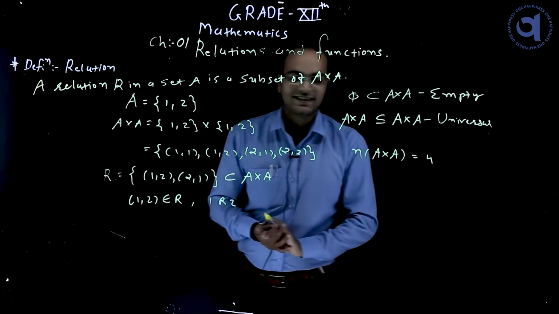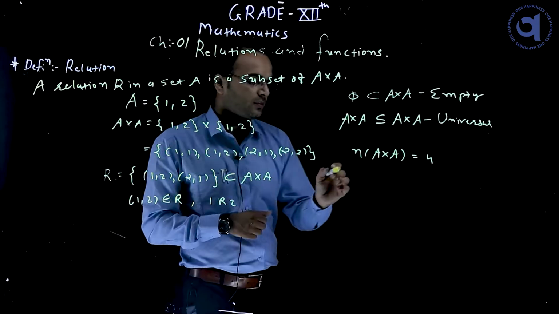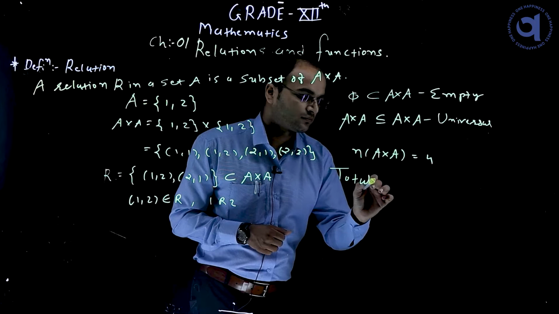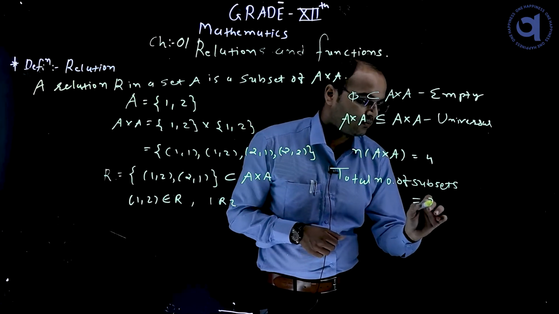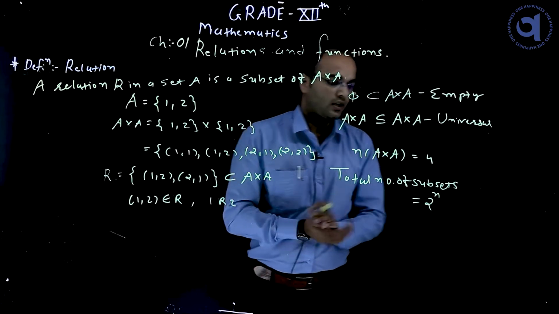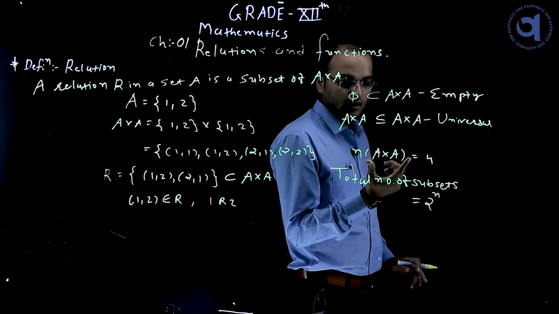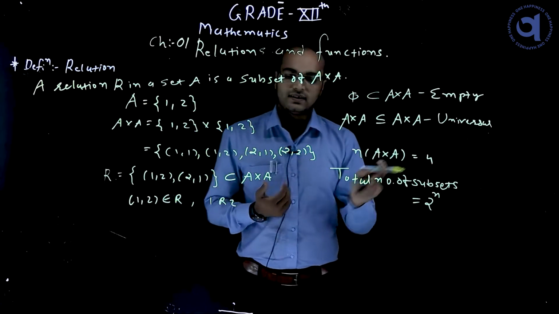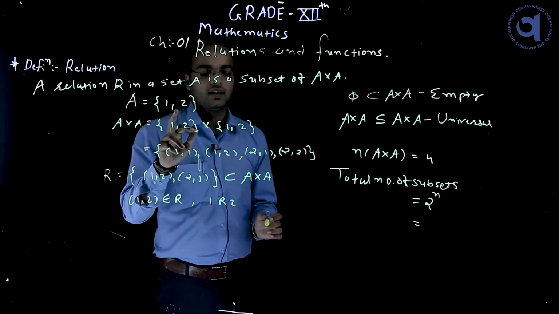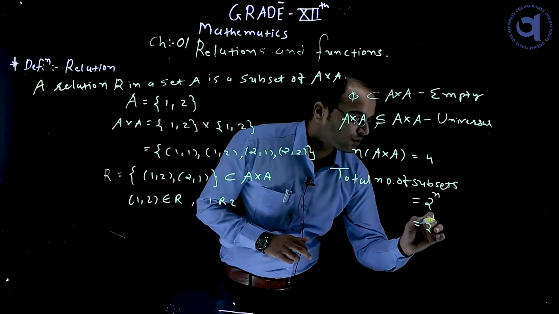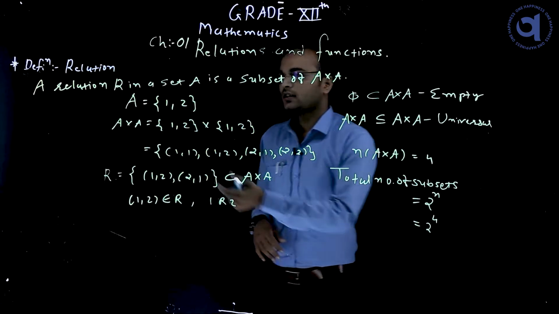In set theory we already studied the total number of subsets. What is the formula? The total number of subsets is equal to 2 to the power n, where n is the number of elements in the given set. Here there are 4 elements in the set A cross A. So the total number of relations on the given set A is 2 raised to 4.